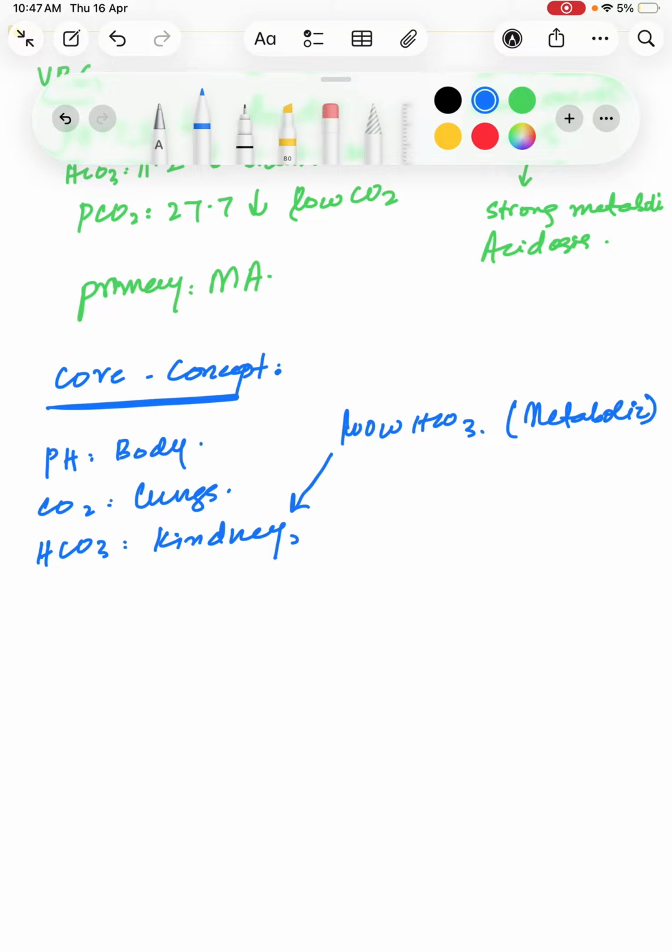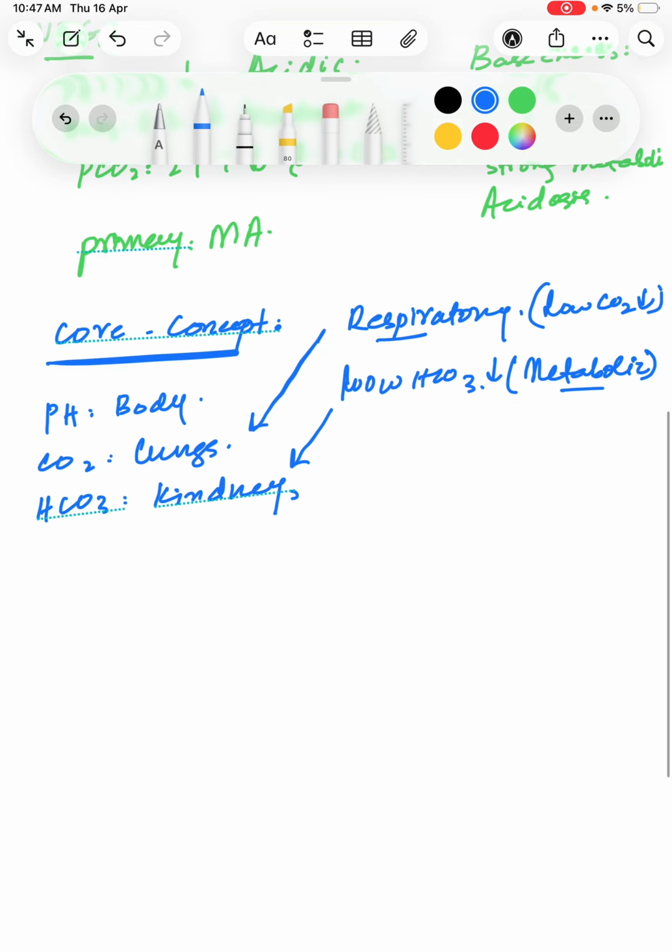And if the CO2 is decreased, this is respiratory, as it is controlled by the lungs. Okay, CO2 is low, this is respiratory and this is metabolic. Okay, now what is happening here, we will discuss it step by step, the interpretation of this result.